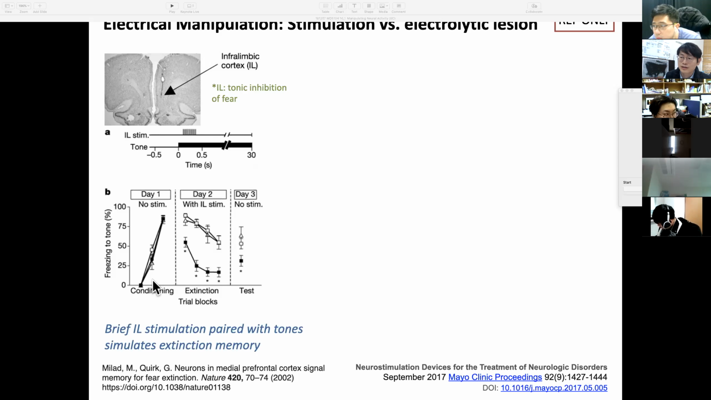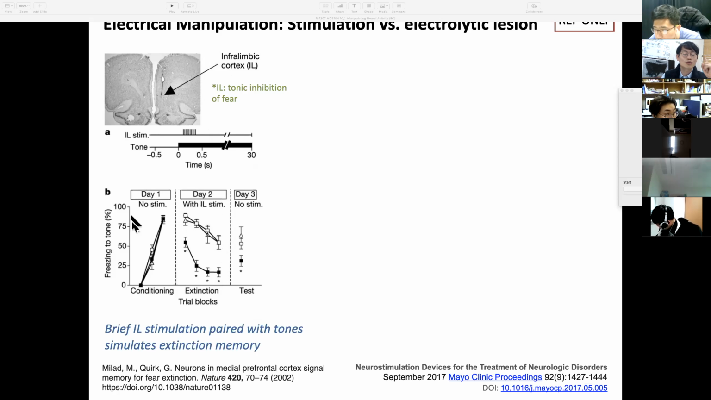So with conditioning, you see freezing will be 100%, going very high on day 1. And then what happens on day 2, they still remember. So you give a tone and they will freeze, freeze, freeze. There is a little decrease. This decrease of freezing without shock is called extinction. It's related to memory. But what surprises here is they use electrical stimulation of the infralimbic cortex and they forget already. So they don't freeze the next day. And even on day 3, they don't freeze.